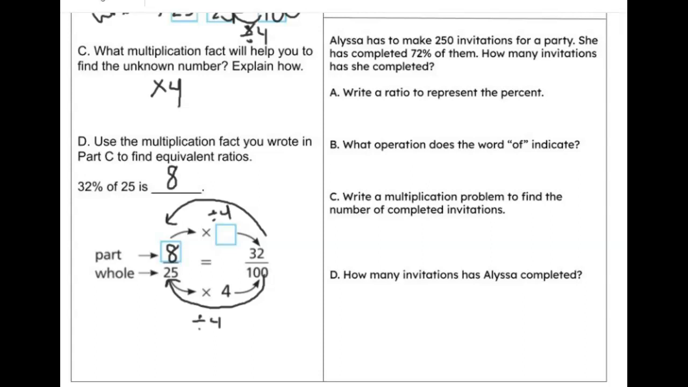But you don't always have that time to set it up. So what I tell you to do, another way that you can do it: the word of right here means multiplication. So all you're going to do is change 32% into a decimal by going 1, 2. So I'm going to just rewrite that right down here for us. So I got 0.32 times 25. And when I put that in my calculator, I get 8.